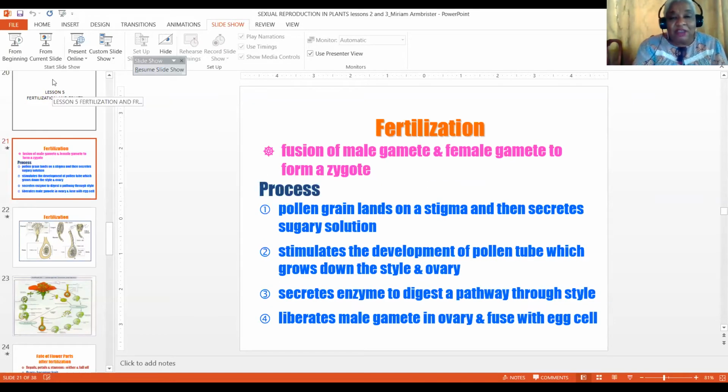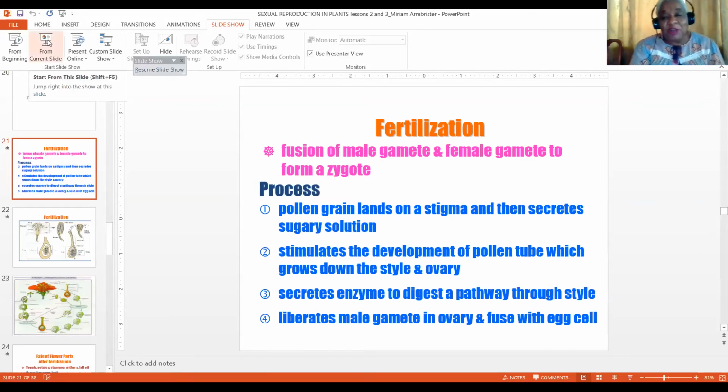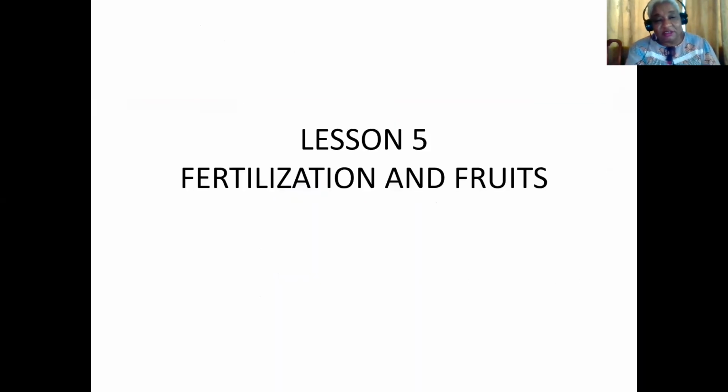Okay, are we ready for fertilization, which follows pollination? We're not going to get to fruits. That's a whole other thing. Here we go, fertilization.